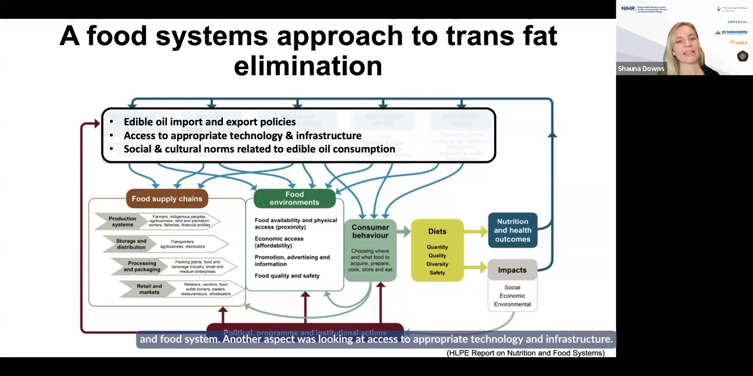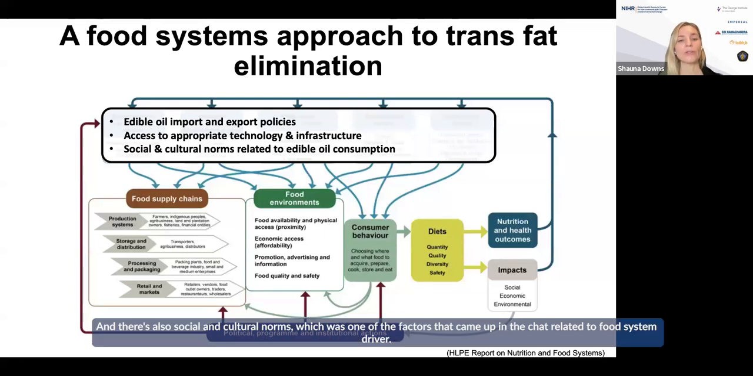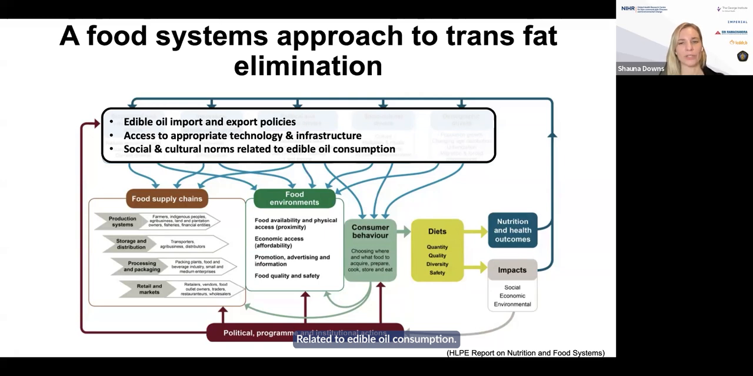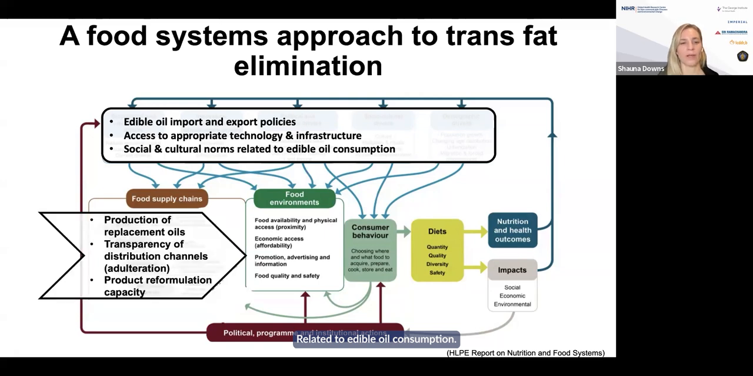Another aspect was looking at access to appropriate technology and infrastructure, because a lot of the companies didn't have access to the technology required to change their manufacturing processes for vanaspati to reduce the trans fat. And there are also social and cultural norms, which was one of the factors that came up in the chat, related to food system drivers, related to edible oil consumption.